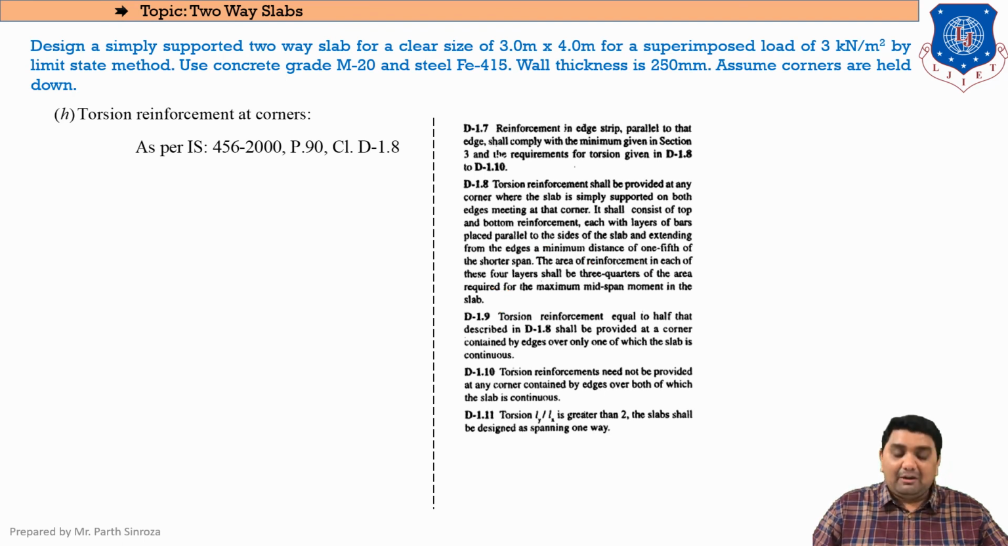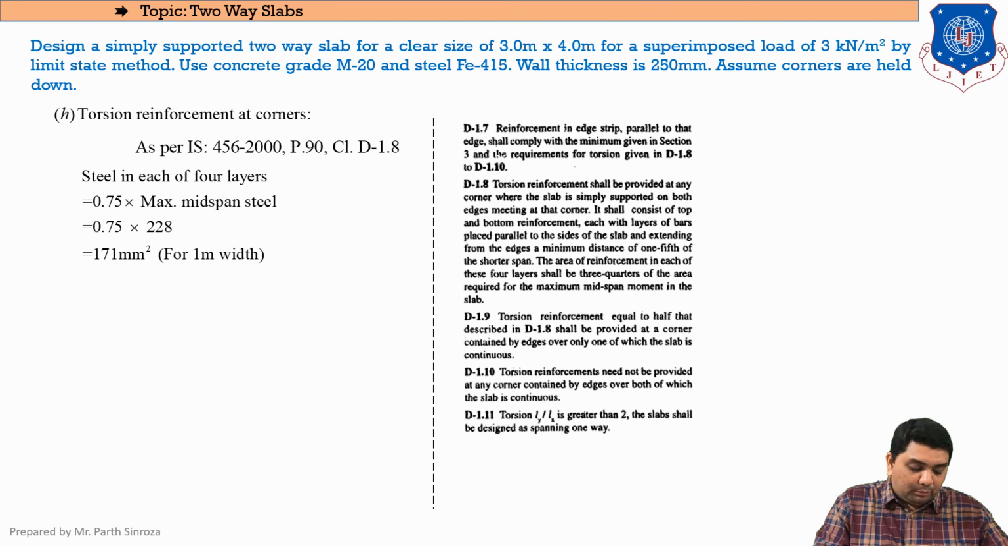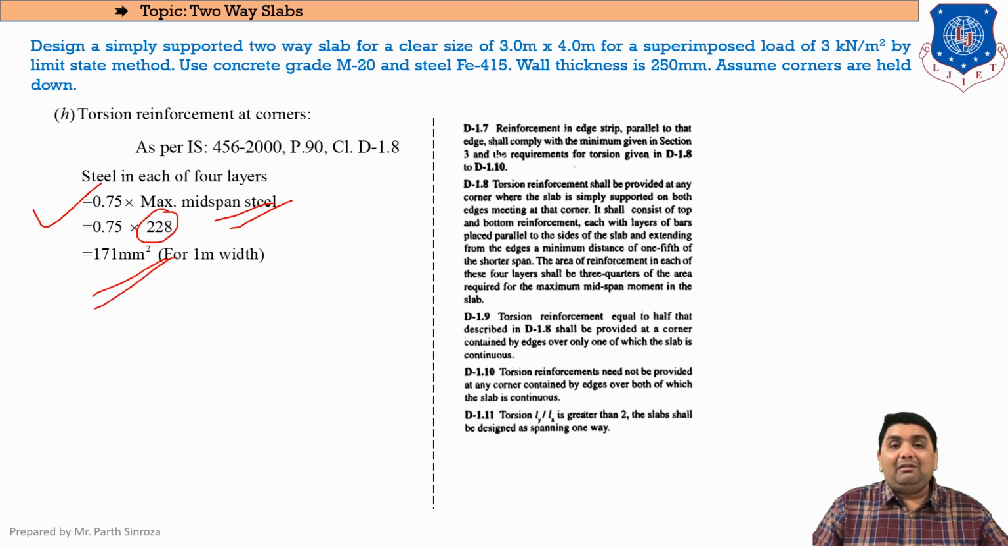So the equation comes out to be 0.75 into maximum midspan steel, and maximum midspan steel here we have calculated to be 228. So 3/4 of 228 will be 171 mm square. So on each corner we will be requiring 171 mm square of total AST. Clear? Now we will be requiring the width of that section, that is, up to what width the 171 mm square should be provided at each corner.